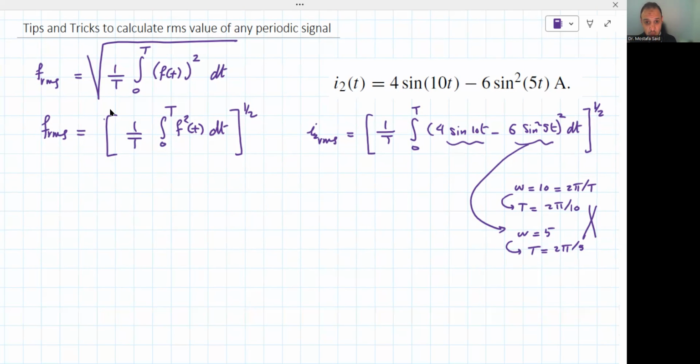So in this video, I'm going to go with the second solution only. And of course, I'm going to leave the first solution for you to do. It should be a very simple exercise. Okay, so what we're going to do here is look at the sine square 5t and convert it into something with 10t. Let's see how we can do that.